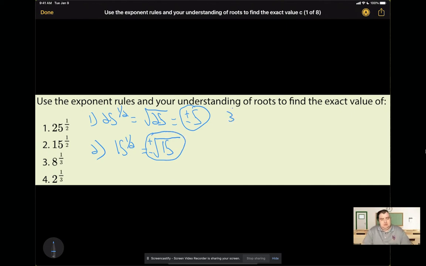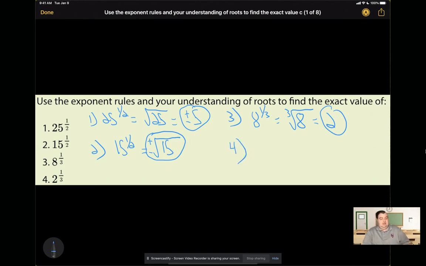A third example, 8 to the power of 1/3. So raising a number to the power of 1/3 is the same as taking the cube root of that number. So the cube root of 8 is going to be equal to 2, not positive and negative 2, just positive 2, because 2 cubed, 2 times 2 times 2, is equal to 8. So that would be the exact value.